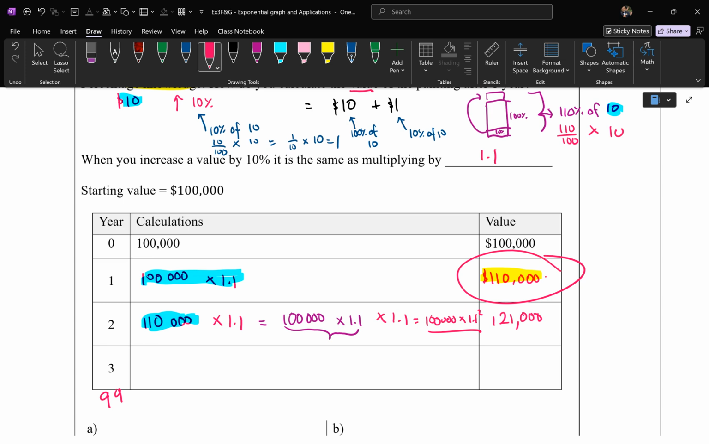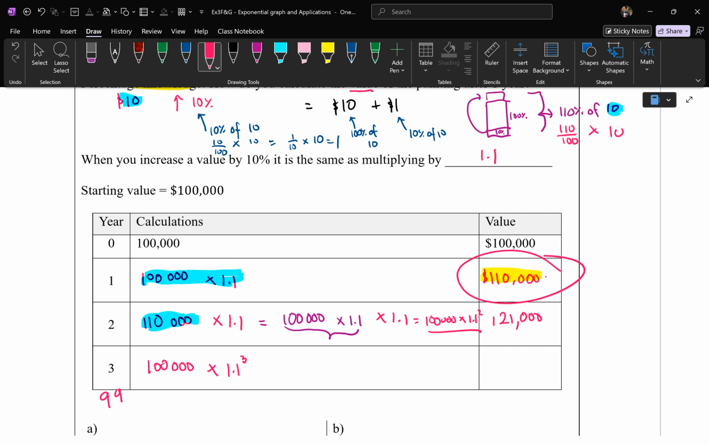Now, if you see this, there's a pattern. Second year is squared. First year is power of 1. 0 years to the power of 0. So that means in the third year, if you had to write it, it'd be 100,000 is what you started off with, times by, and remember, this is going to be whatever this is, so 121,000 times by an extra 1.1. So it ends up being 1.1 cubed. So the third year becomes cubed. Fourth year becomes to the power 4. Fifth year becomes to the power 5.